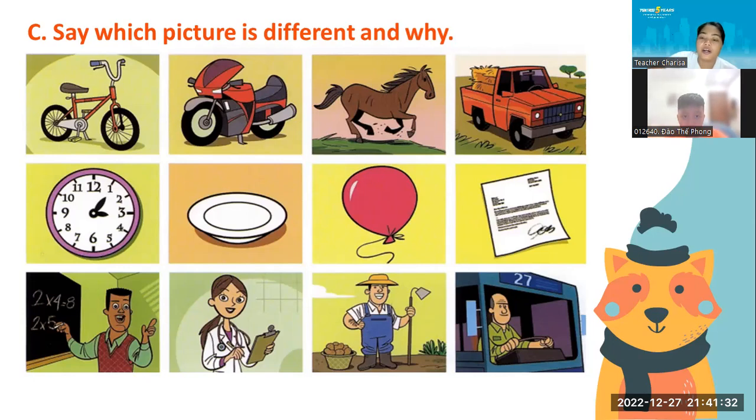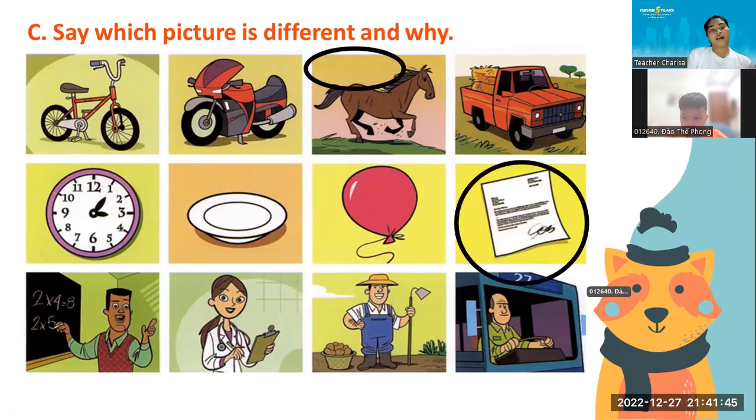So what is that? Okay, in the first picture, the different is the horse. Why? Because the horse is an animal. In the three pictures, that is a transportation. Okay, in the second picture, we have things, right? We have the clock, the plate, the balloons, but this is a paper, right? It has documents. Okay. And the fourth one, what is the difference?